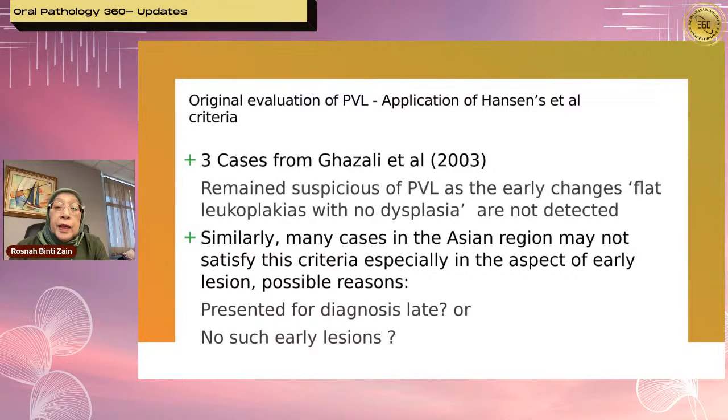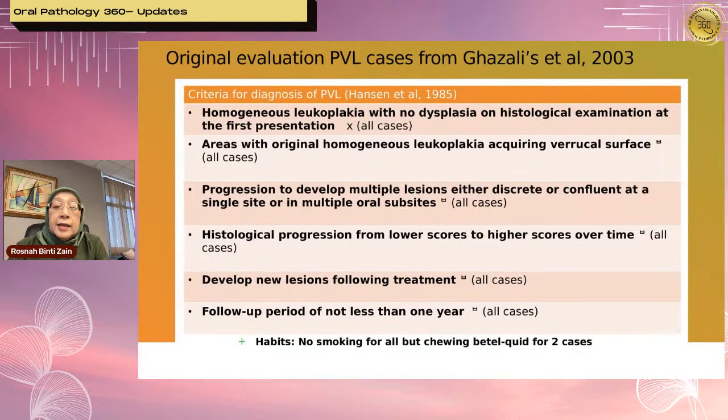So let's move on. I did an exercise where I looked back at the criteria. All the cases we originally did don't satisfy the first one, but they satisfy all the other aspects, which I have already mentioned before. And many of the patients are non-smokers, but they do have a betel quid chewing habit in 2 cases, and this was also not highlighted in the publications at that time. Next.